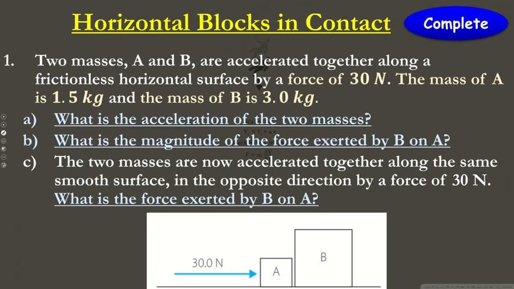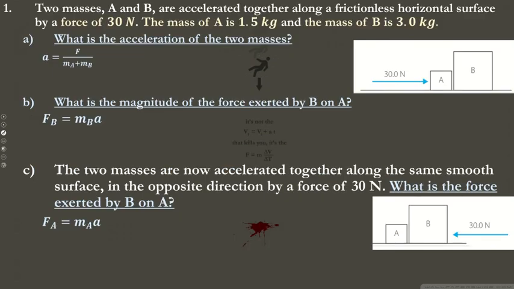I'll go through this little example here first. So you have two mass objects, A and B, and you accelerate them together on a frictionless surface. So we're assuming there's no friction here, okay? Now, let's have a look at what we have to play with. The first question says, what's the acceleration of the two masses? So what's the acceleration of my system?